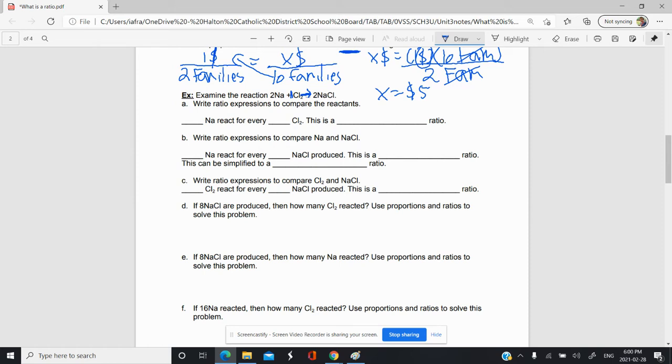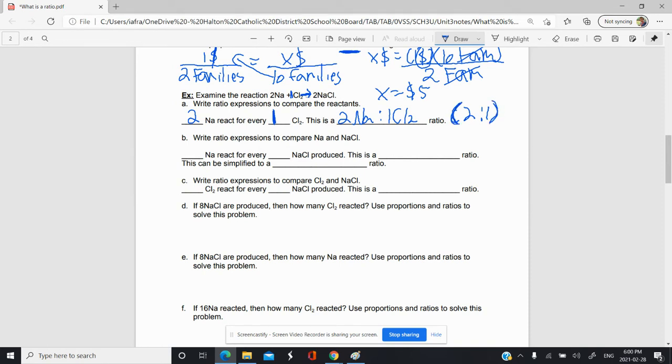So let's write some ratio expressions that compare reactants. So in this reaction, there's two sodiums, 2Na, for every one Cl2. So what is this? Well, this is a 2 sodium to 1 chlorine ratio. It's a 2-to-1 ratio, in other words, 2-to-1. I just like to specify 2 of what to 1 of what. So that's a bracket there, bracket here.